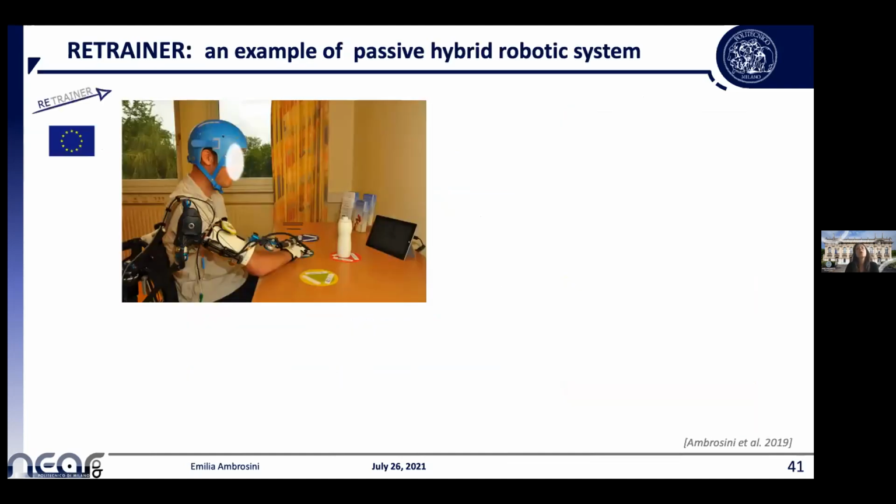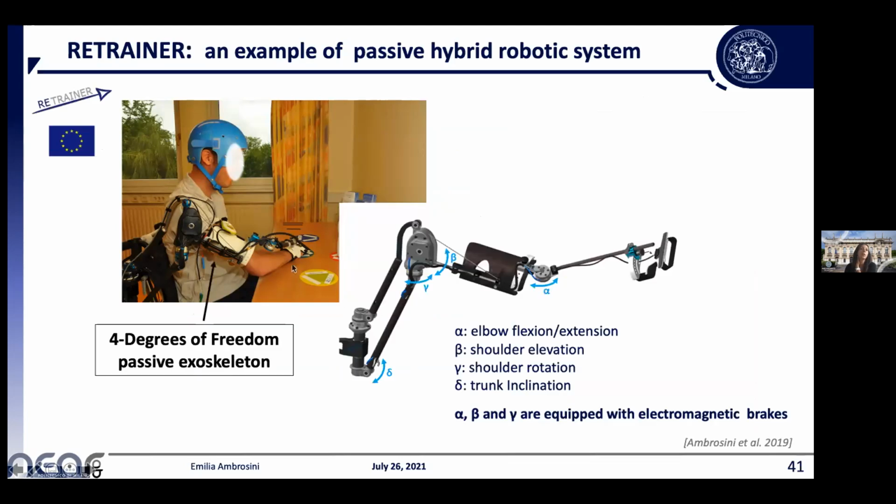Among the several examples, I want to focus on the RETRAINER system. RETRAINER was a European project carried out by my research group, and is an example of a passive hybrid robotic system. You could see here that we had a 4 degrees of freedom passive exoskeleton that was able to support the weight of the arm. The 4 degrees of freedom were the shoulder rotation and elevation, the elbow flexion extension, and then there was the possibility for trunk inclination in order to increase the workspace.